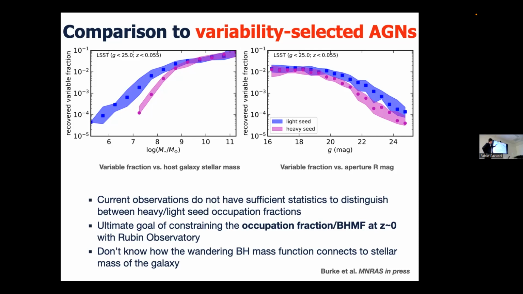And what we see is that we can actually distinguish between the two heavy and light black hole mass functions that we assume using LSST. So that's, I think, optimistic and interesting motivation for redoing this analysis with Rubin Observatory here in a couple of years. Now, what we don't know is how that wandering black hole mass function would show up in a plot versus stellar mass. That's really a main uncertainty here.